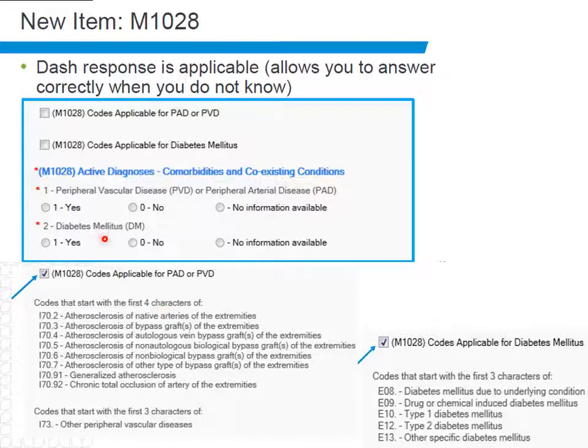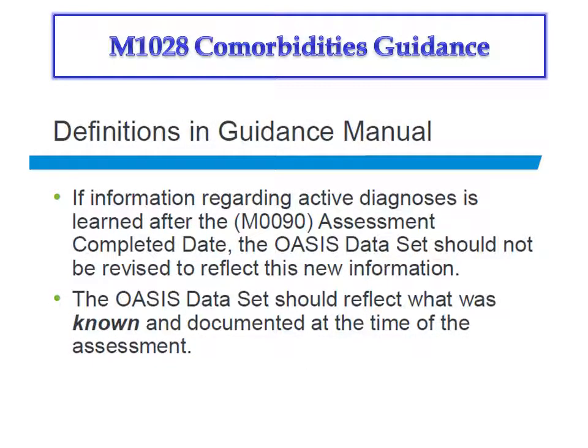Haven't made any other changes to the face sheet. Not sure that we need to. We'll have to kind of see how that goes and see what it is that you guys need to help you answer this question better. The guidance says that if we learn of a new diagnosis or those diagnoses, PVD or PAD or diabetes, after the MU90 date, the assessment time frame of that OASIS, then you cannot change that question. It has to be what was known during the assessment time frame.